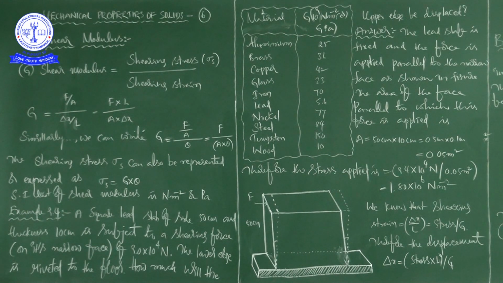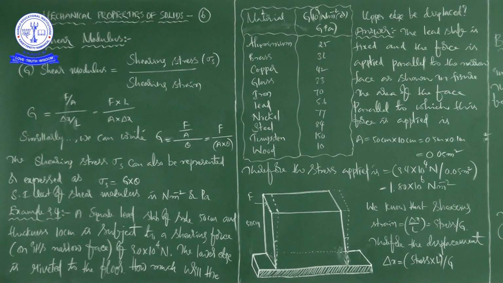Otherwise you can't imagine it, so just take iron and wood, the usual things we experience and touch. Iron is 70 and wood is 10, so the shear modulus of iron is more than that of wood. These are all used in our daily life. Aluminium is used to make high tension wires. Brass was used for vessels in olden days, and copper vessels, glass, iron, lead, nickel and steel are also used. Tungsten is used to make filaments of bulbs, like the 60 watt and 40 watt bulbs in our house. One of the reasons we use tungsten for filaments may be that its shear modulus is high.